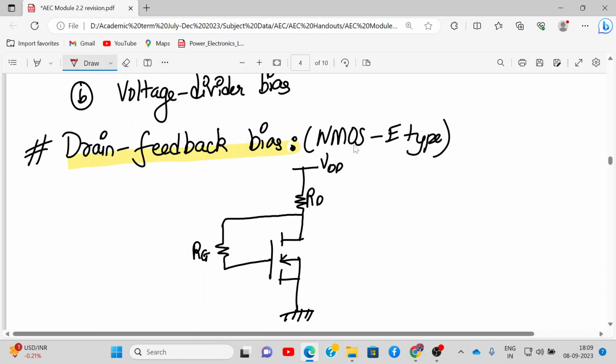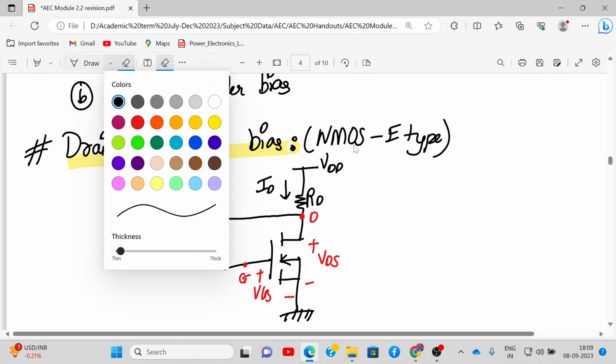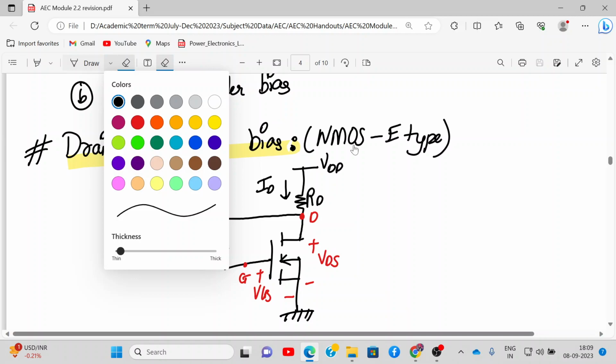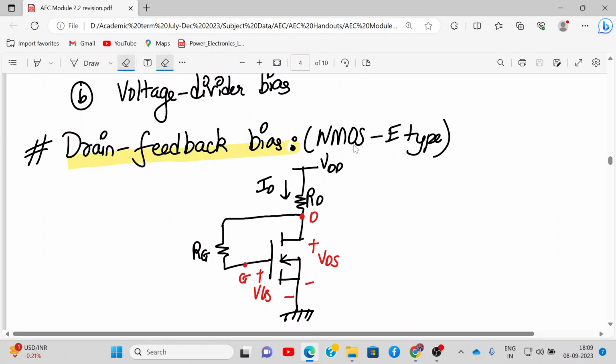I have to write additional things. This is the drain terminal, this is the gate terminal, this is VDS, this is VGS. Current over here will be ID. Will the current be ID over here? Anyone remember? So it will be IG plus ID, right? Yes, perfect. Because I know the IG current is 0, but still, let's say IG current flows over here.